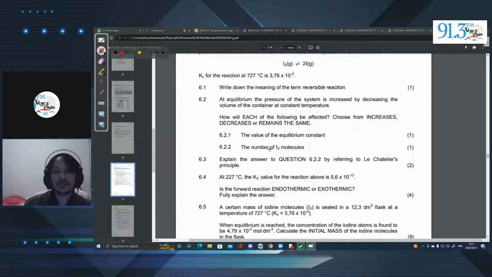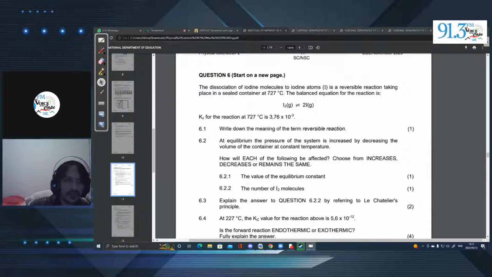Now, the number of I2 molecules. Okay, so this is very important. If we look at this reaction, let me scroll up. They state here, if we read the question, the dissociation of iodine molecules to iodine atoms is a reversible reaction taking place in a sealed container at 727. At equilibrium, the pressure of the system is increased by decreasing the volume of the container at constant temperature.